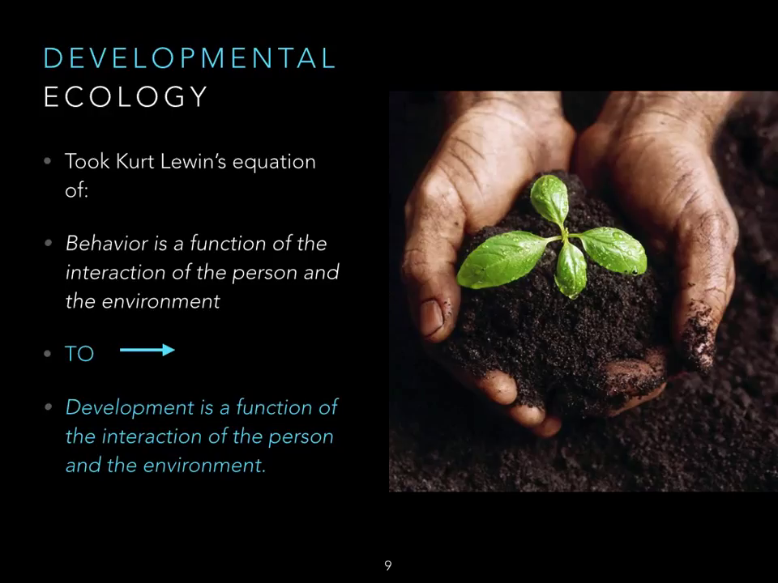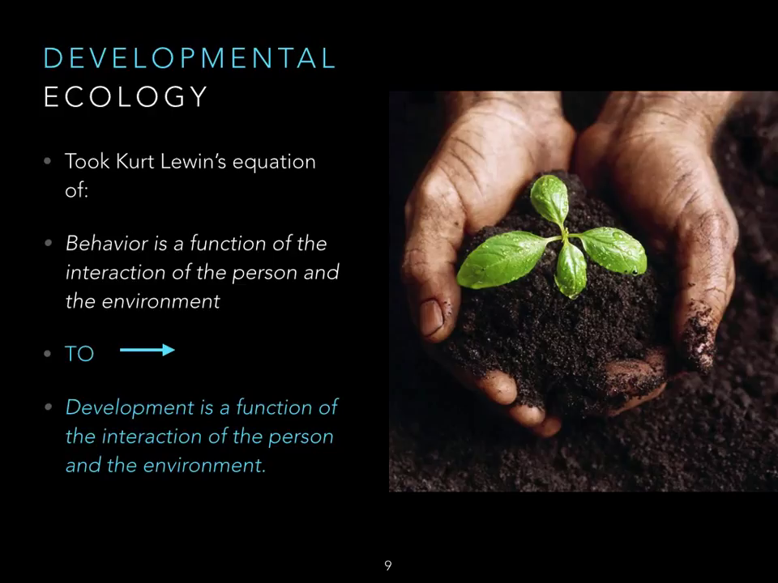Urie Bronfenbrenner took Kurt Lewin's equation that we looked at earlier, where Kurt Lewin said behavior is a function of the interaction of the person and the environment. And Urie flipped that and said development is a function of the interaction of the person and the environment. So we're really looking at development here. Something to add is this theory added a way to look inside the interactions between individuals and their environments to see how and why outcomes may occur as they do. And that's from our book as well.